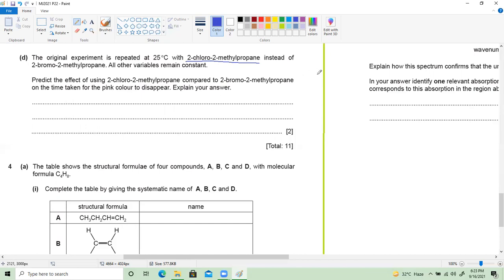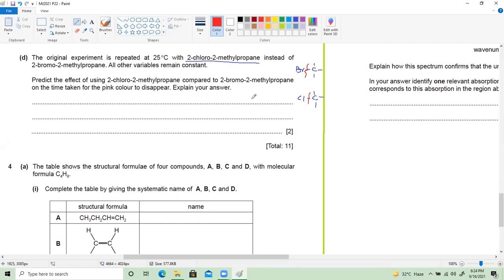Look, beta, what's happening here? When you were discussing the 2-methyl and 2-bromo compound, which bond was breaking? The carbon to bromine bond was being broken. And now, when we are using a chloroalkane, what will happen in that case? Now the carbon to chlorine bond needs to be broken.